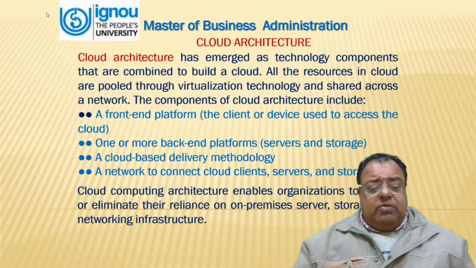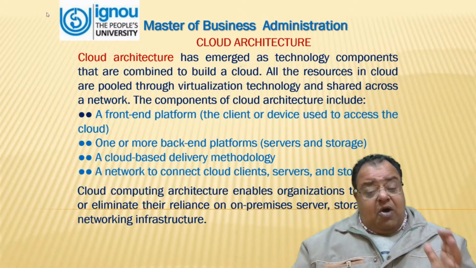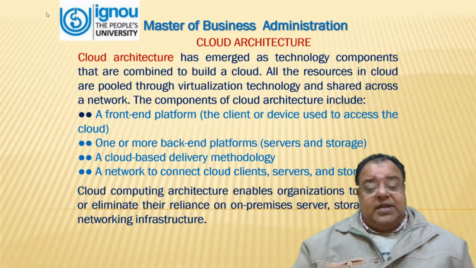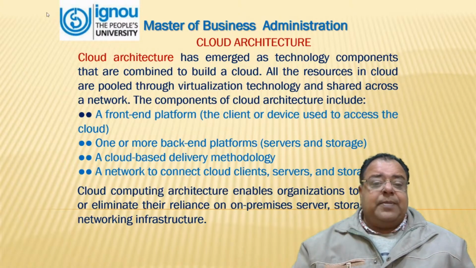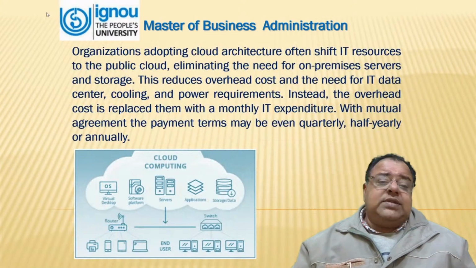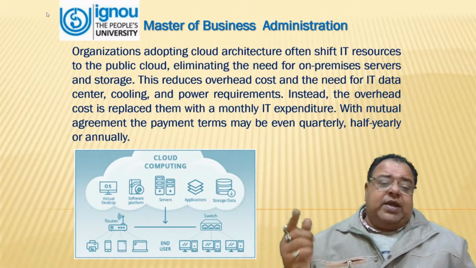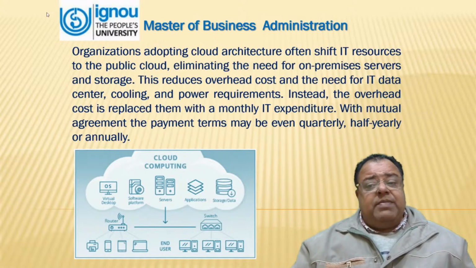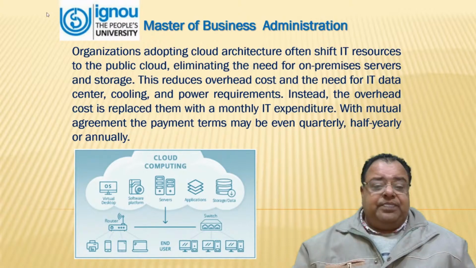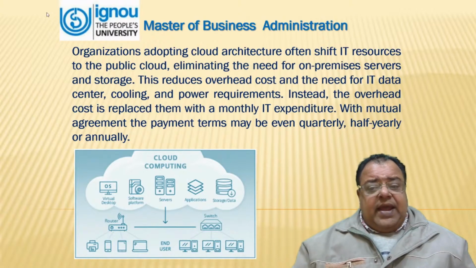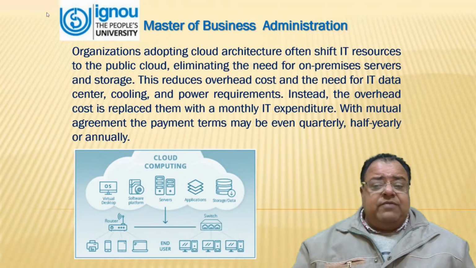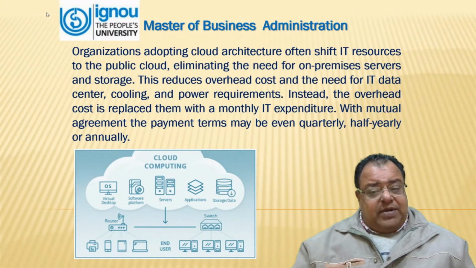Cloud computing architecture enables organizations to reduce or eliminate their reliance on on-premises servers, storage, and network infrastructure. Organizations adopting cloud architecture often shift IT resources to the public cloud, eliminating the need for on-premises servers and storage. This reduces overhead cost and the need for IT data center, cooling, and power requirements.